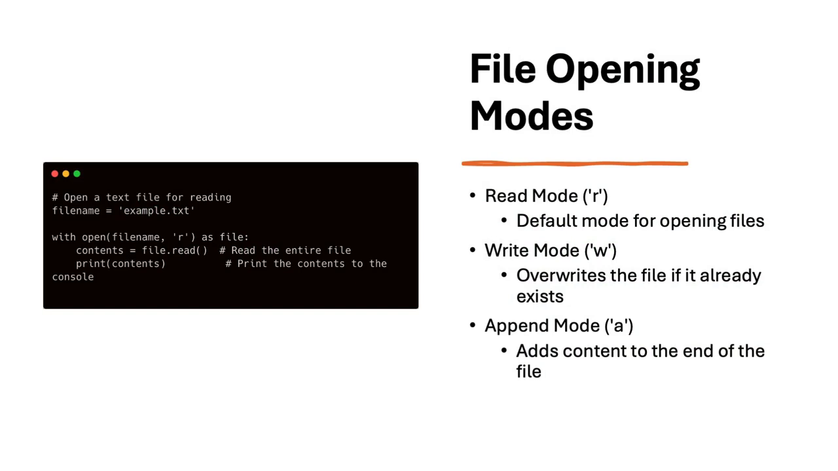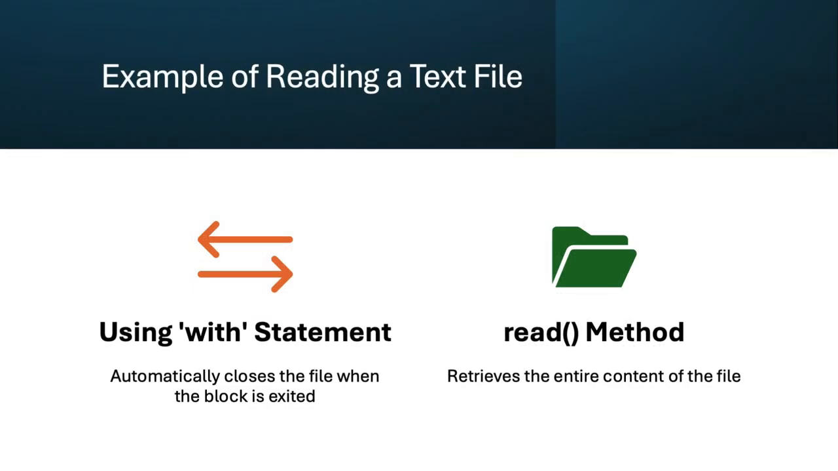In Python, there are three primary file modes: R for read, W for write, and A for append. Read mode is the default, write mode overwrites an existing file, and append mode adds content to the end of files. In this code, we use the with statement to open a file, which ensures it is automatically closed when done. The read method is used to retrieve the entire content of the file.